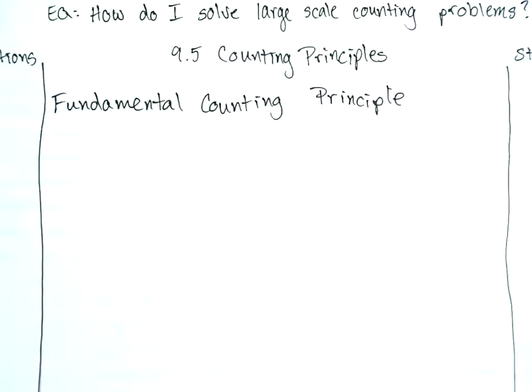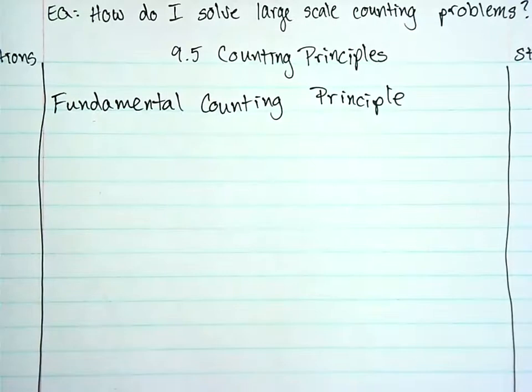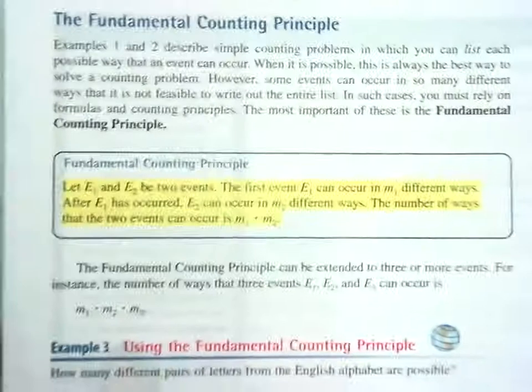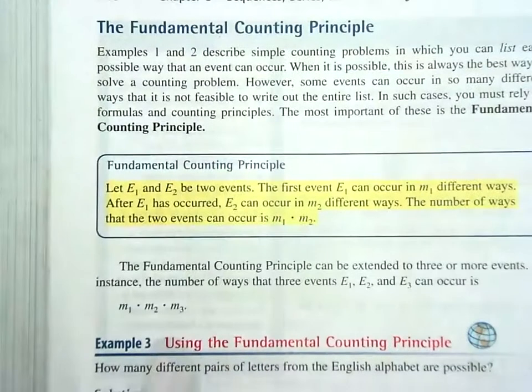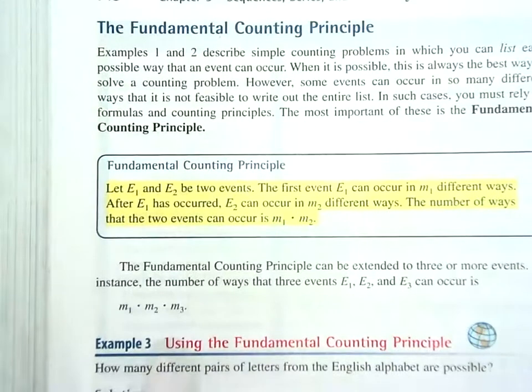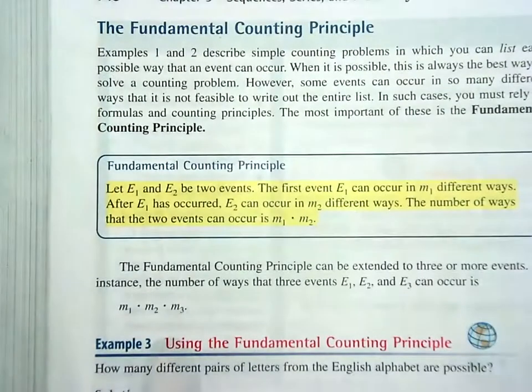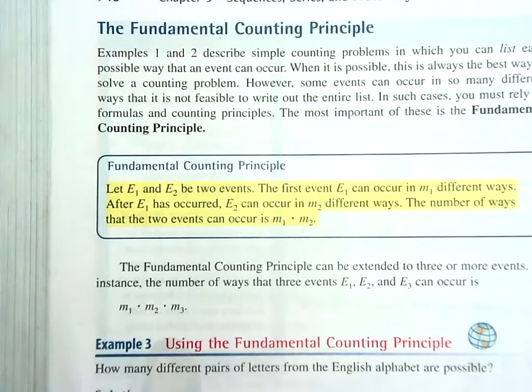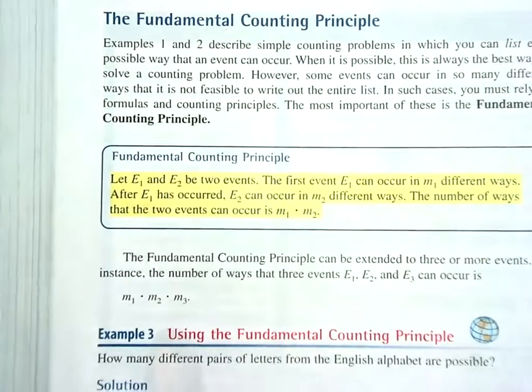So the first thing I want you guys to write down is the fundamental counting principle, and it's actually defined right here. So go ahead, copy down that yellow highlighted text. Basically the fundamental counting principle lets us use multiplication in order for us to count the number of possibilities of something that's going to happen. Okay? So go ahead, write that down, and we're going to go ahead and move into the first example.